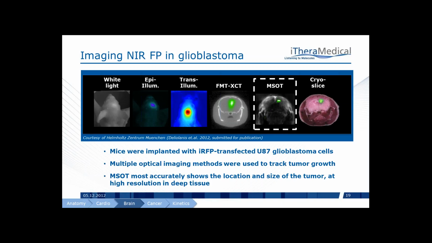The advantage of doing MSOT ultrasound imaging is that the scattering from ultrasound waves is 3 orders of magnitude less in tissue as compared to the scattering from photons. We therefore see the highest degree of similarity between the in vivo imaging of MSOT for this IRFP containing U87 glioblastoma compared to the ex vivo sectioning with fluorescence. So MSOT will give you the most accurate depiction of the growth of this tumor in the brain.